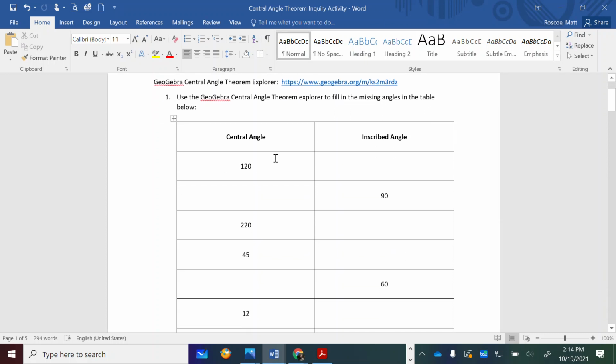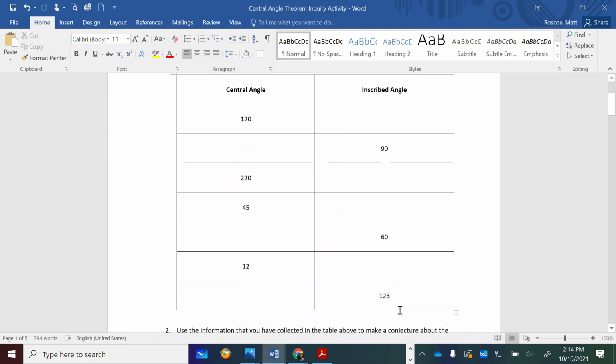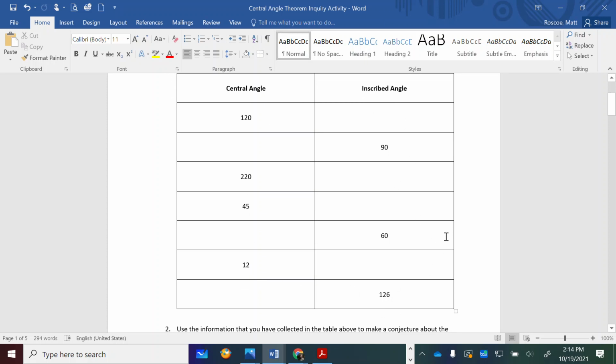So if the central angle is 120, what's the inscribed? If the inscribed is 90, what's the central? I got 220, 45, 60, 12, 126. So hopefully this gets them interacting with the applet, and maybe working together with a partner, checking to see if they're getting a similar thing.